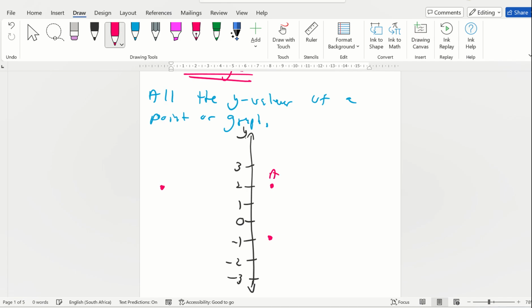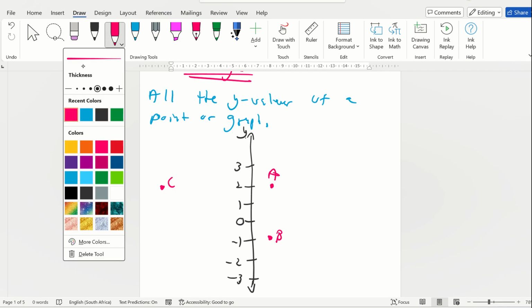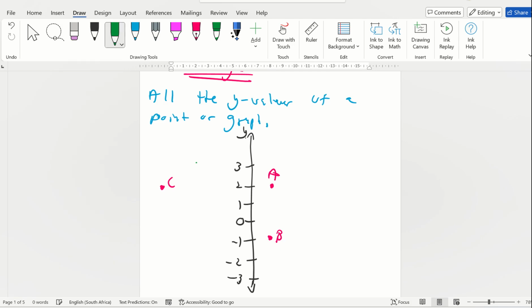Let's call this point A, point B, and point C. Now, let us find the range of each of them. So, can you guys tell me what is the range of A? Proper stuff, because range means all of the y values of a point or straight line.